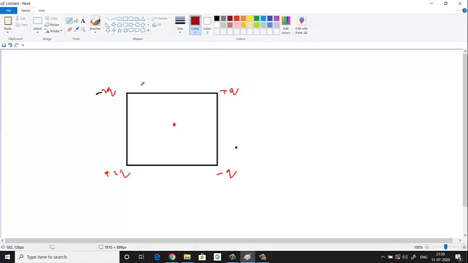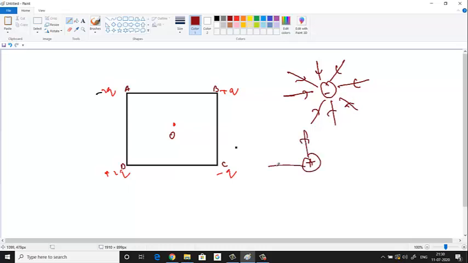Let us call this A, B, C, and D. So at the center, you have to find the electric field. How will you find? See, if you take a negative charge, the electric field lines will always go towards the negative charge, correct? The electric field lines get absorbed by the negative charge. For a positive charge, they go away from it. Look at the direction of the arrows.